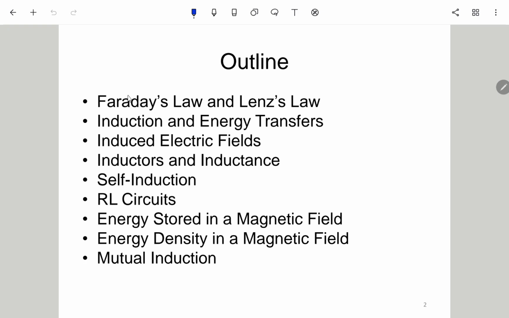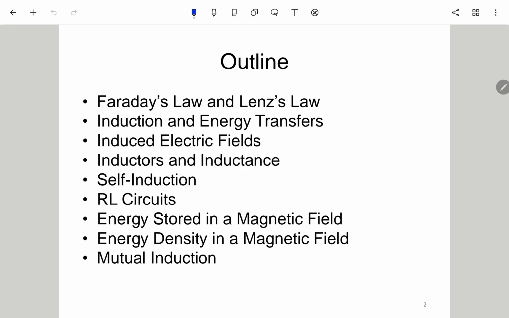You just try to mention how the energy is transferred and what the induced E field is, what is the so-called induced electromotive force, EMF. And then we'll talk about the circuit element called an inductor and its inductance. We'll talk about self-inductance, which is actually the phenomenon of an inductor. And then the RL circuit, we will just slightly introduce it.